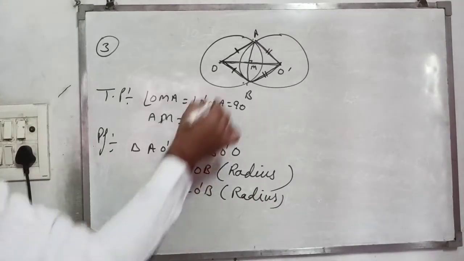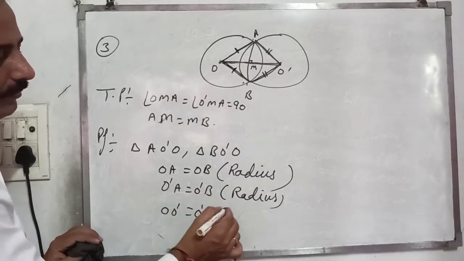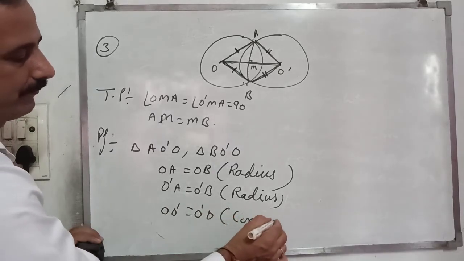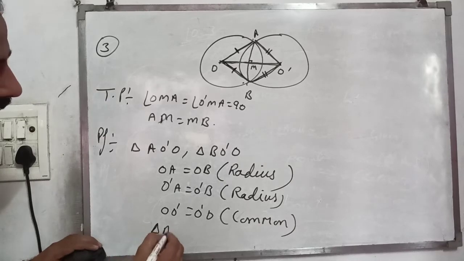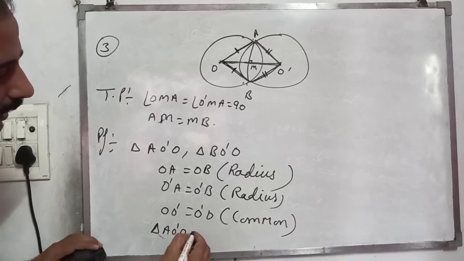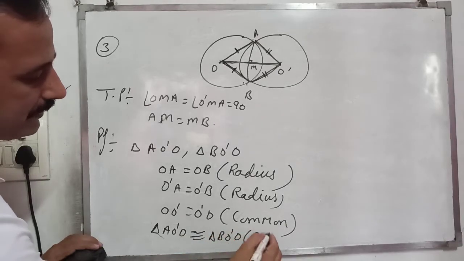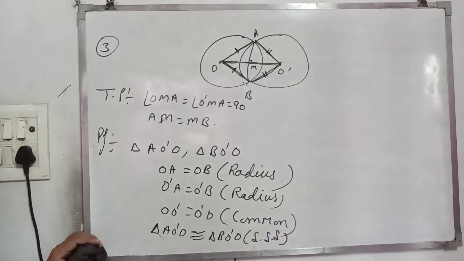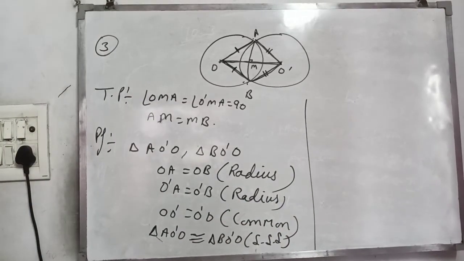And another one, O dash is common. So in this way, triangle AO dash O is congruent to triangle BO dash O by SSS. If these two triangles are congruent, their corresponding parts are equal.